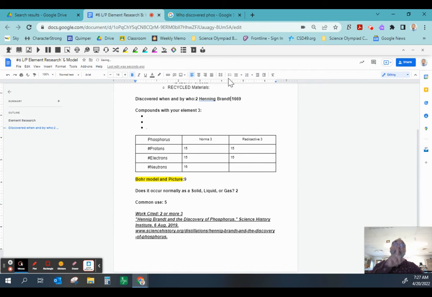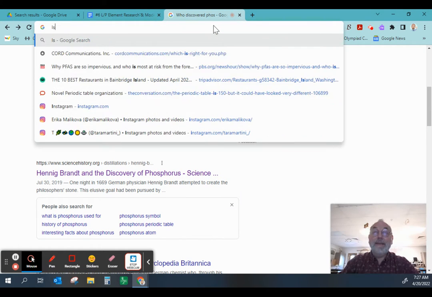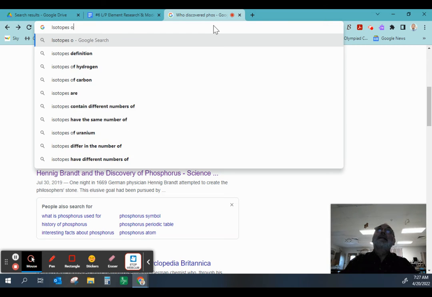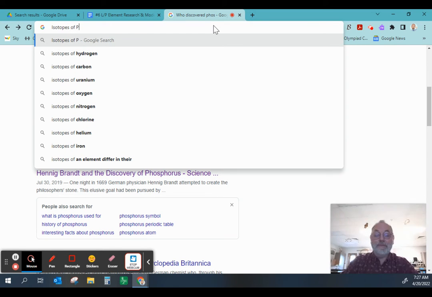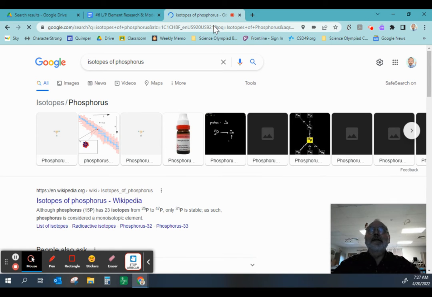The next thing, you can't do phosphorus now because I'm doing it here. But now Bohr model, you just go out and look for a Bohr model of it. Let's look up the isotopes real quick. Isotopes of phosphorus. And this is going to give you all the radioactive isotopes.